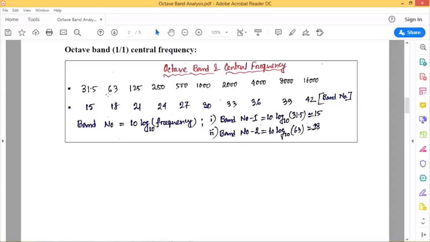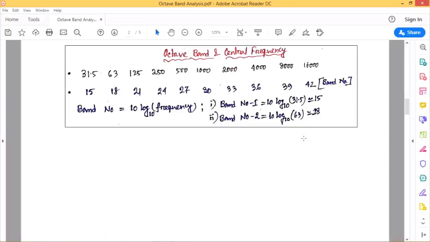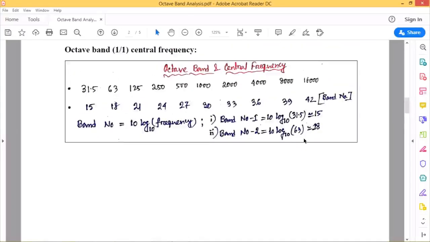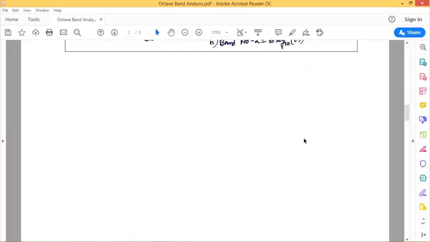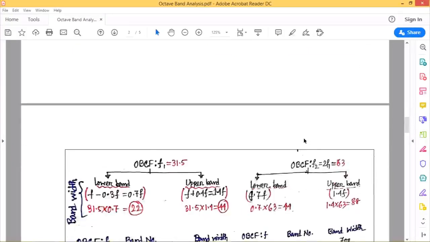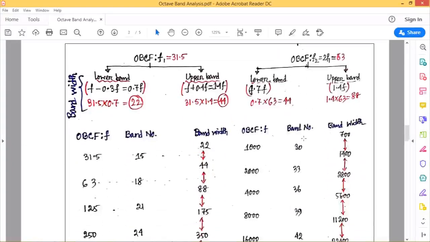Similarly for band number 2, you can directly calculate 10 log 10 of the frequency. Frequency 2 means 63, and it will give you 18. By this process you can calculate each and every band number for all 10 octave band central frequencies. The short form is OBCF, octave band central frequency, from 31.5 to 16,000.